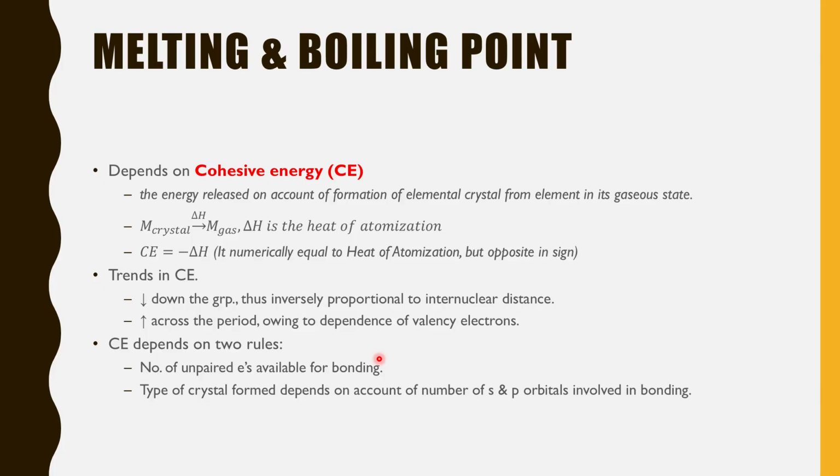Now let us take group 2. Group 2 has an electronic configuration of ns2. If you see ns2, you will say that it is paired, so there is no unpaired electron. So why is the cohesive energy higher? This is because, and I'll show you, in the case of group 2 the electronic configuration was ns2.